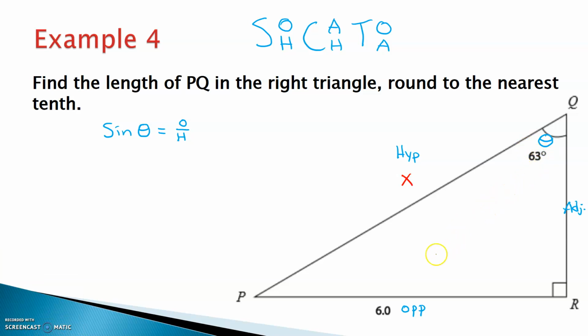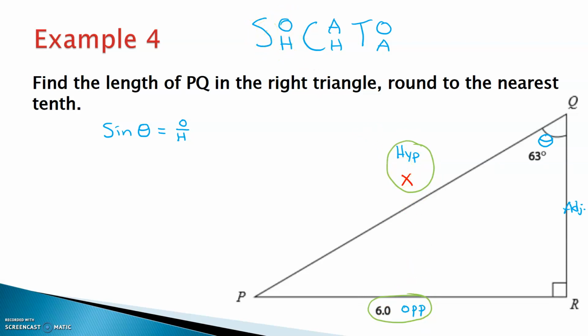So I came across and I said, hey, 6.0 is my opposite. Across my 90 degrees, that's my hypotenuse. And the last guy over here is my adjacent. So again, what do they give me? They give me opposite. What am I trying to figure out? My hypotenuse. So what has opposite and hypotenuse? That's going to be sine one more time.